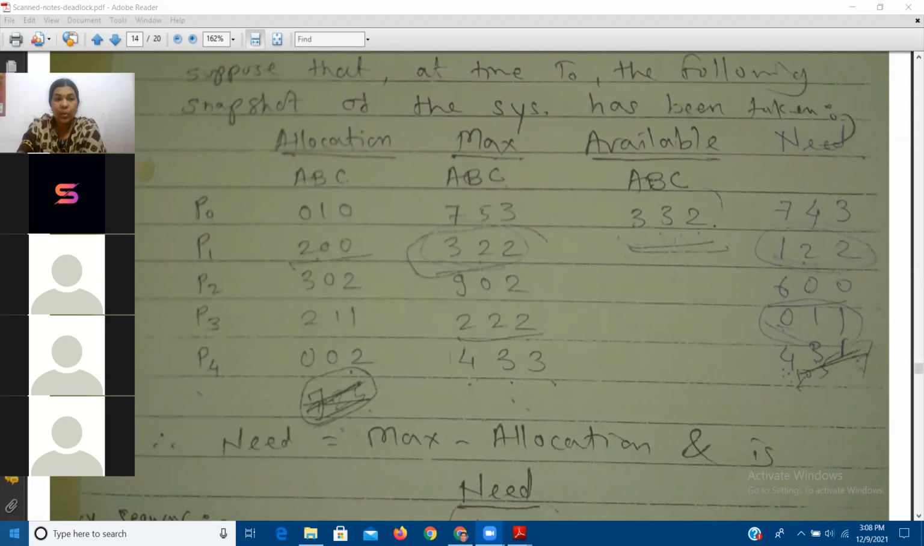So which process am I able to choose? 7, 4, 3.